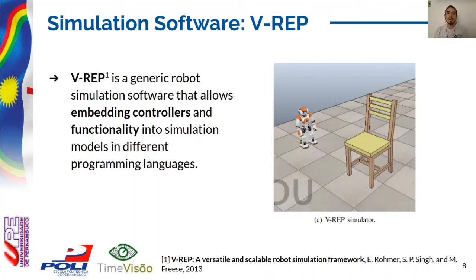V-REP is a generic robot simulation software that allows embedding controllers and functionality into simulation models in different programming languages. It presents a broad model library that can be useful to develop a scene in just a few minutes, considering the environmental elements and the robot itself, being widely used in both the academic and the industrial fields.